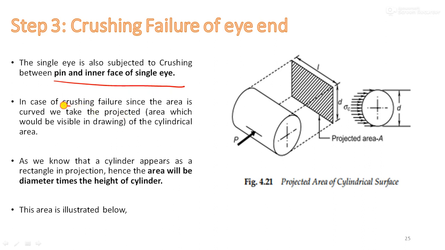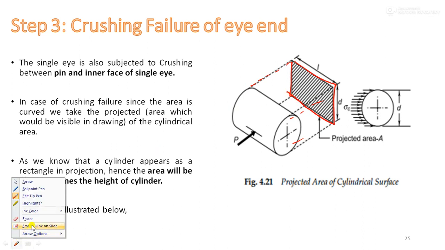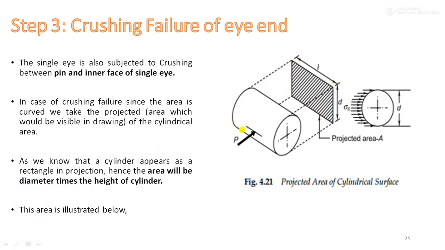Now basically in crushing failure the area is curved. You can see this area is curved because it's a pin with a circular cross section. But we are considering a projected area. See, I have projected this. What is this projected area? It's nothing but a rectangular area, so we are considering it as a rectangular area only. Even if the area is curved, we consider the projected area in cylindrical form. So what will be the area?